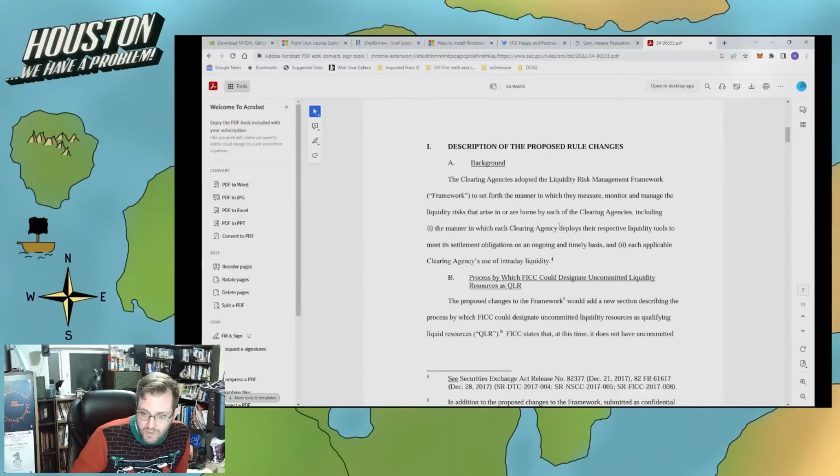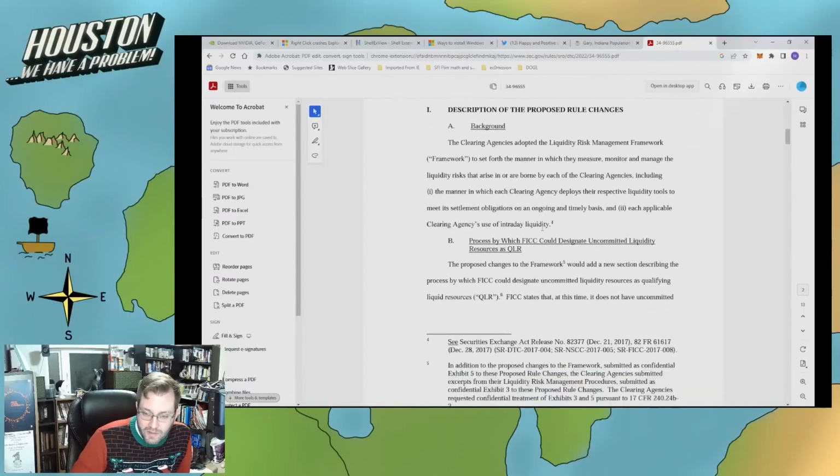Okay. So, it has to do with how each clearing agency deploys their respective liquidity tools for these obligations. Liquidity tools basically means how we're going to get some money out of this when we run into trouble.